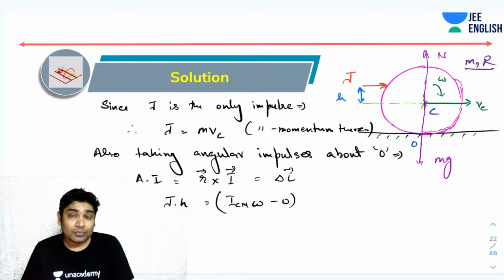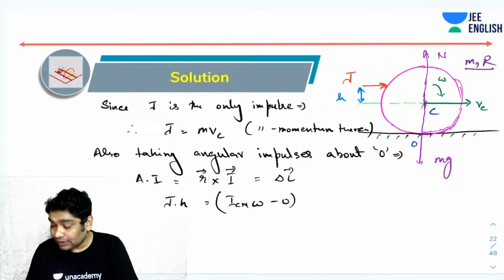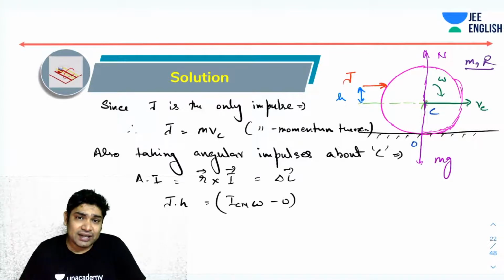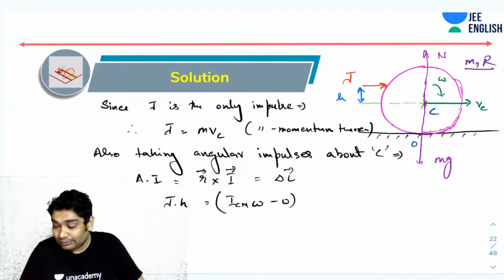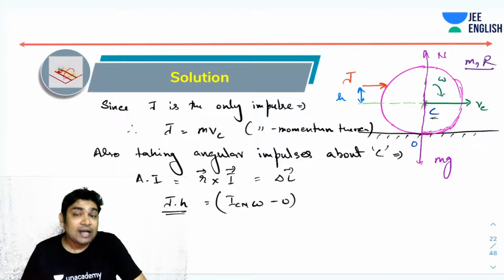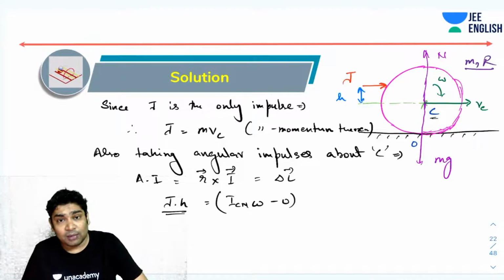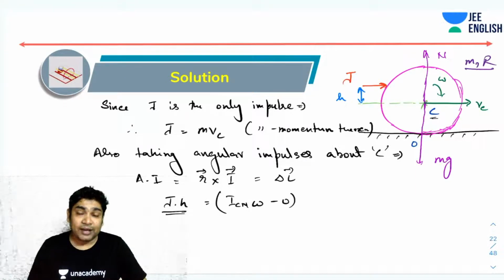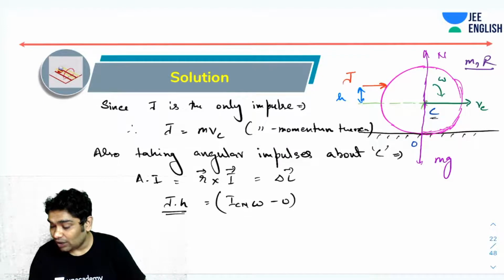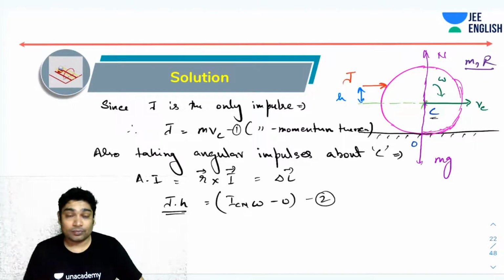Since I am taking everything about C, in the reference frame of C, why did I choose the reference frame of C, by the way? Think about it. I will give you a little hint. First, let's complete this equation. In the reference frame of C, this is the angular impulse that J is producing, and that would be equal to the change in angular momentum. Angular momentum in the reference frame of the CM initially would have been zero, and finally would have been ICM omega. So this is my equation number one, and this is my equation number two. Correct.